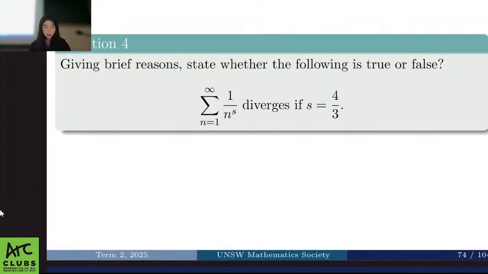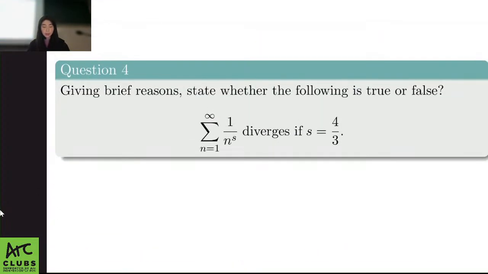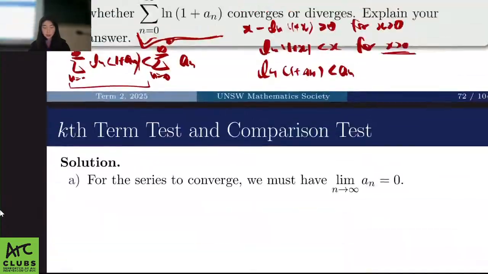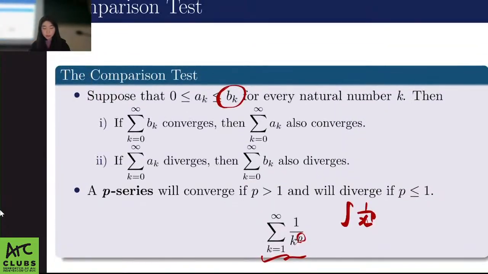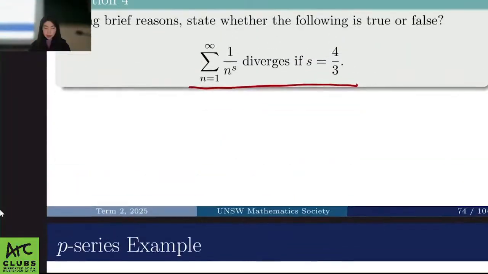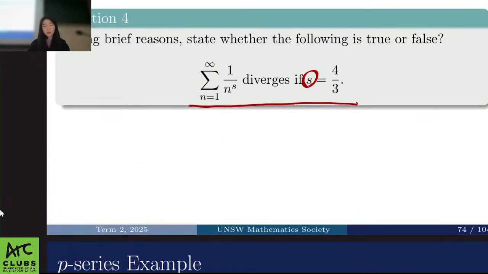Okay, so an example of P series. State whether the following is true or false. Essentially what the statement is saying is that this series is going to diverge if s is equal to 4/3. If you notice, this is in the exact same format as our P series test from the definition. And we know that it will only diverge if p is less than or equal to 1. Whereas s here, which is equivalent to p in the original definition, is greater than 1, which means it's going to converge. So this statement is going to be false.